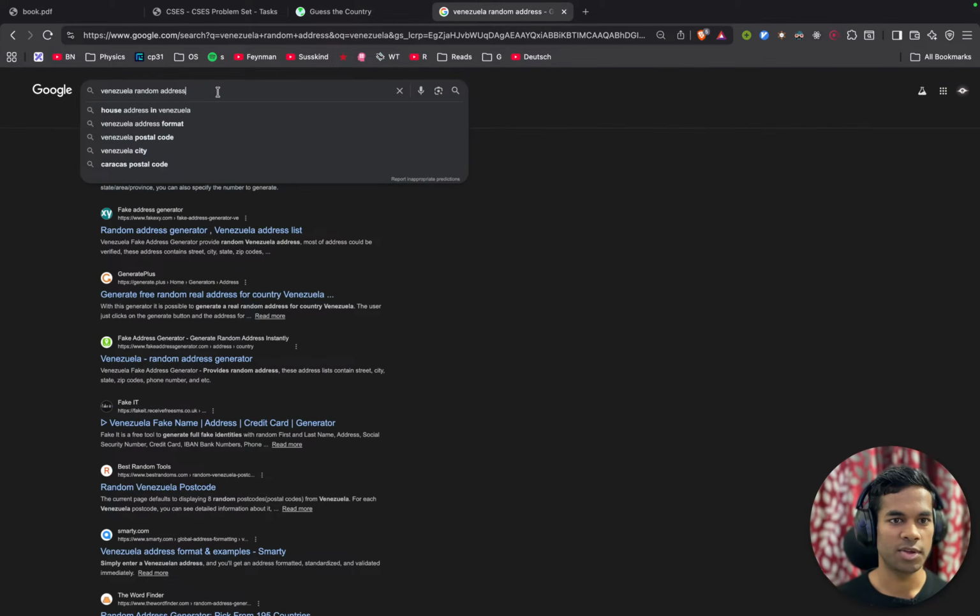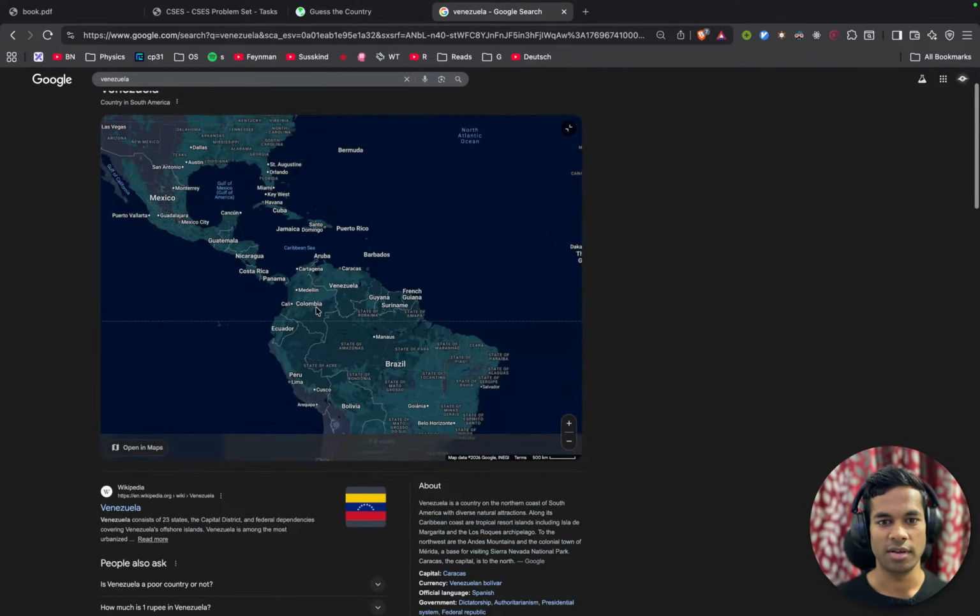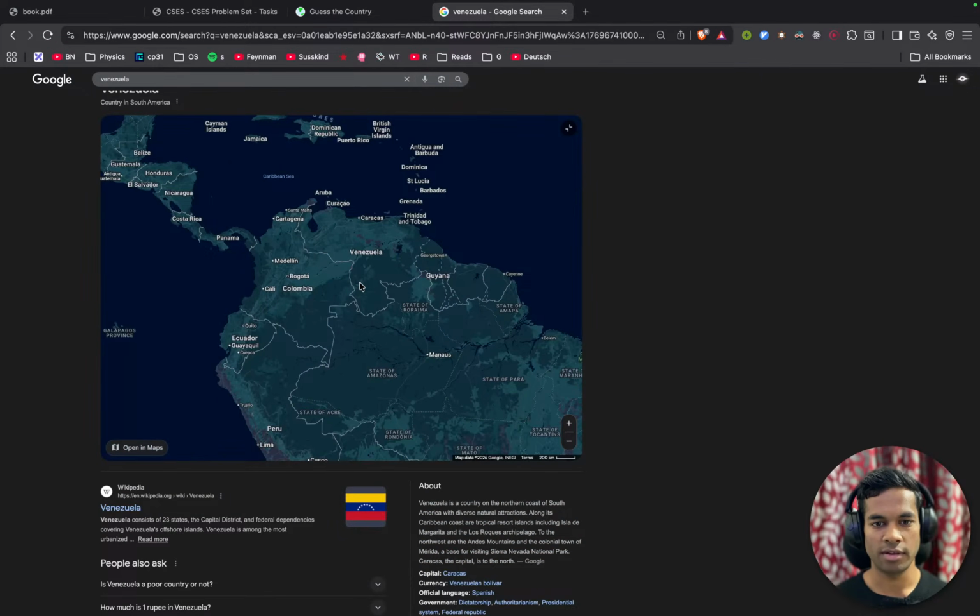Random address. Shit. Why are people looking for random address in Venezuela? Venezuela also looks kind of like this. Kind of.